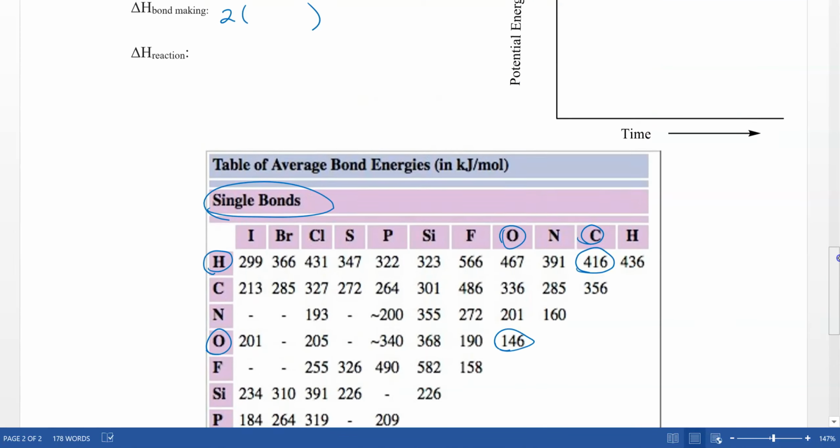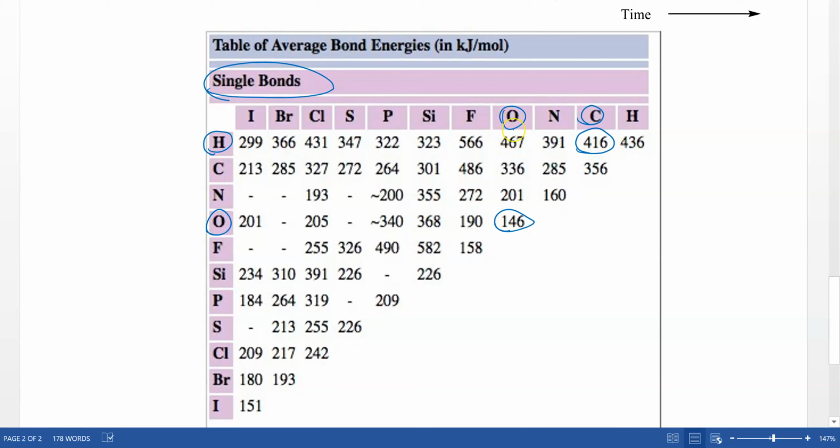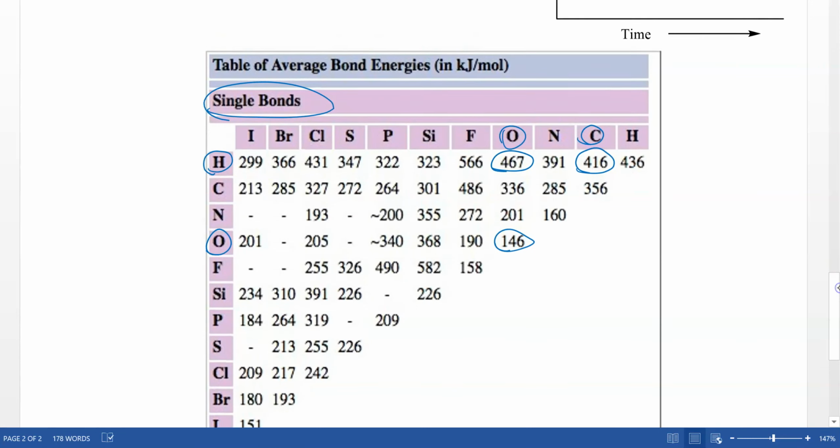All right, so let's do that. We are going to make 2 of them, negative 803. Again, I'm making it negative. And now we need to make 4 of the hydrogen to oxygen bonds. Hydrogen to oxygen is a single bond, we've done that one before, and so that's the 467. Okay, so 467, let's calculate all that.